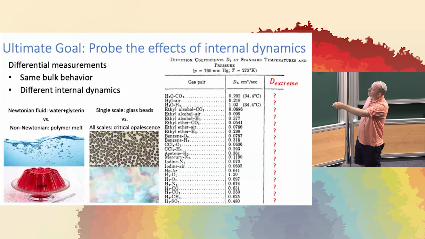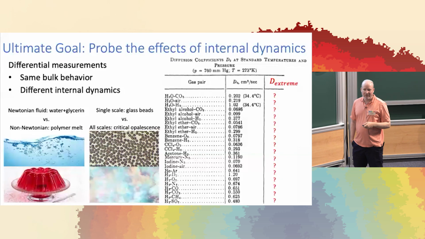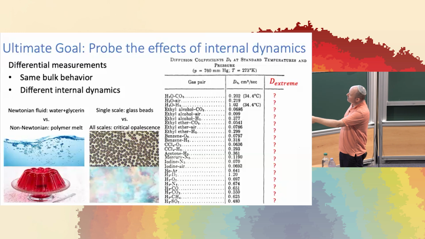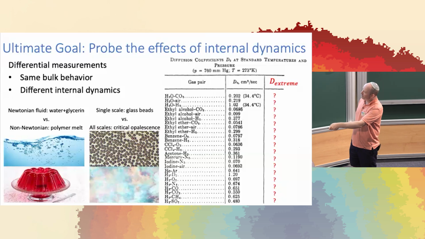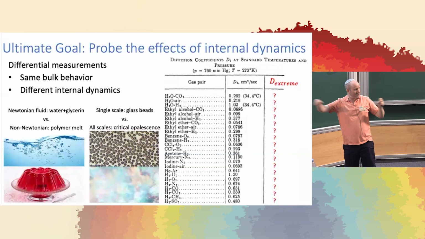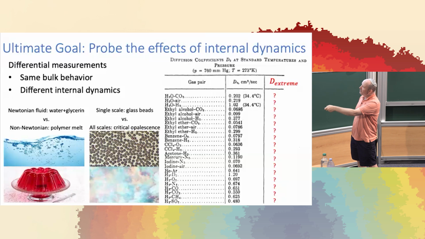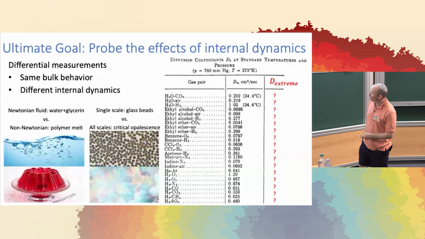What you do is you choose two types of media-particle pairs that have the same bulk behavior. In other words, they have the same Einstein diffusion coefficient, but very different microscopic behavior. So for instance, you could imagine taking what's called a Newtonian fluid, something like water and glycerin, versus a non-Newtonian fluid, a polymer melt, things with very long correlations and long strands. By changing the proportion of water and glycerin, you can tune them to have the same Einstein diffusion coefficient. But they still are microscopically very different systems. And so what you would do is tune them correctly, and then make the differential measurement of looking at their extremes.